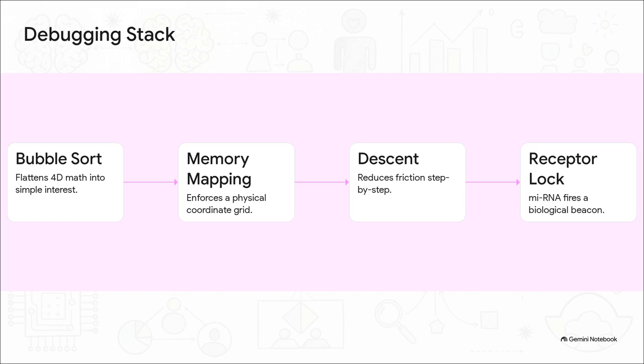Pulling from neuroscientist Christian Dohler's research, the brain actually uses specific cells, grid and place cells, to map this abstract math right into a literal physical coordinate grid. Step 3, we execute a linear gradient descent. We're taking smooth, calculated steps to reduce that friction, or the loss function. And finally, step 4, a biological command. An epigenetic signal called miRNA 193 fires off just like a biological homing beacon to lock those physical coordinates safely in place.